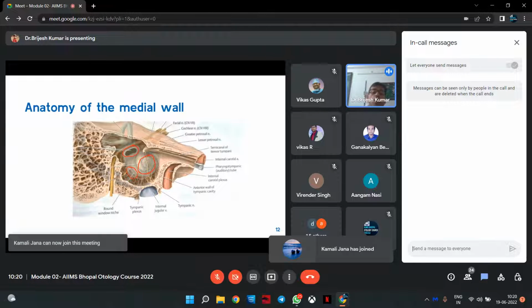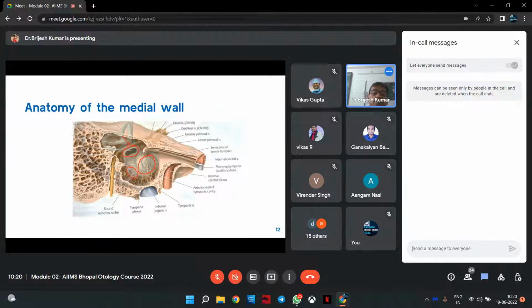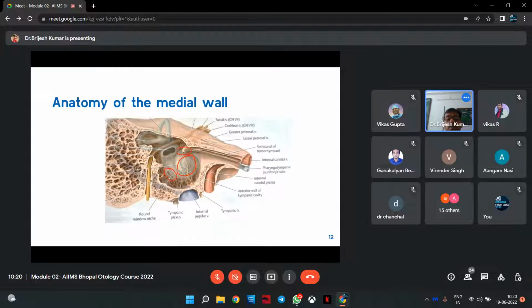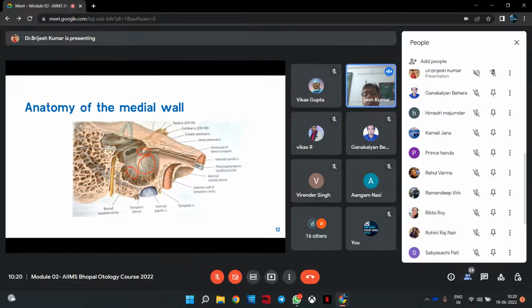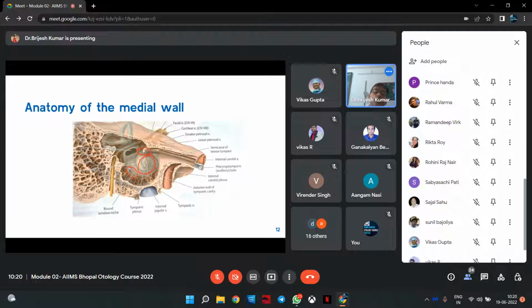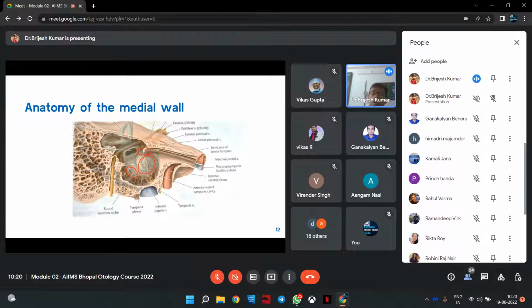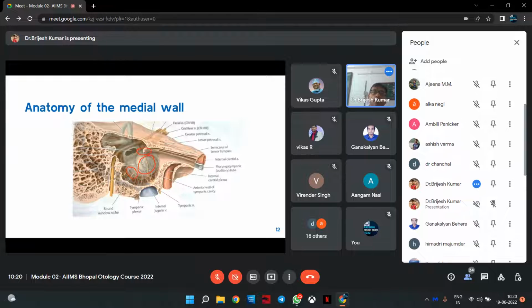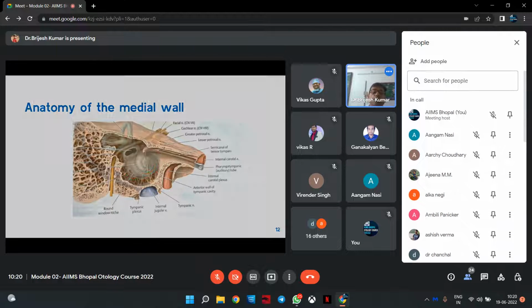The medial wall also shows the oblique part of the facial nerve. This is what is shown here. That's the facial nerve, the bend there. And it also has the bony projected part, the processus trochleariformis, where the tensor tympani muscle changes its direction and gets inserted to the handle of the malleus.